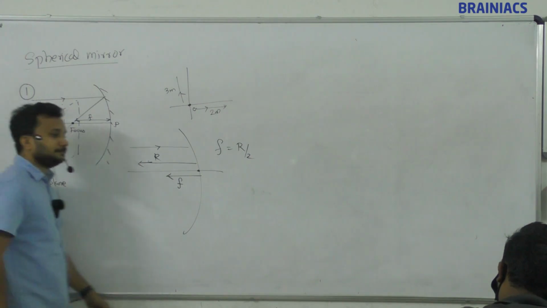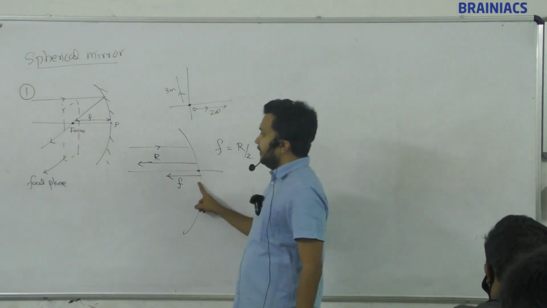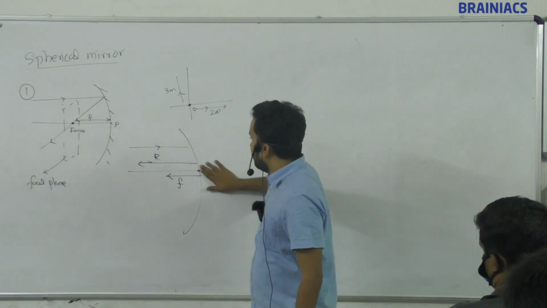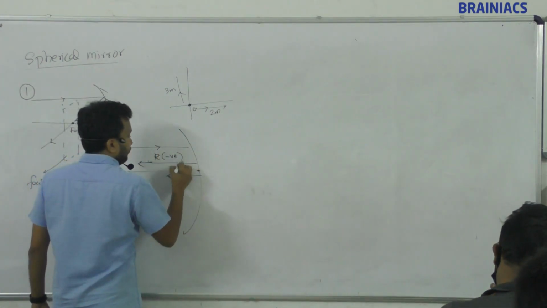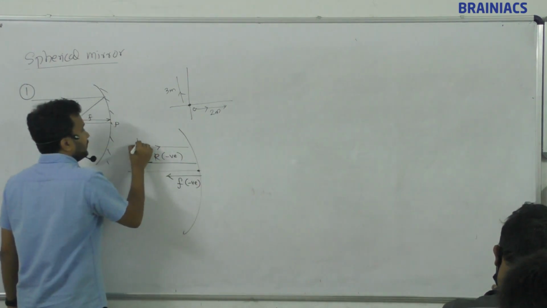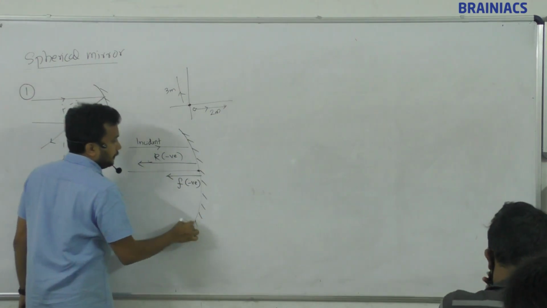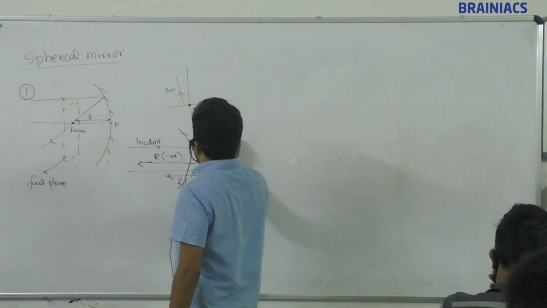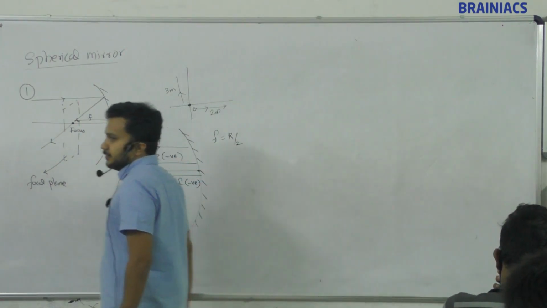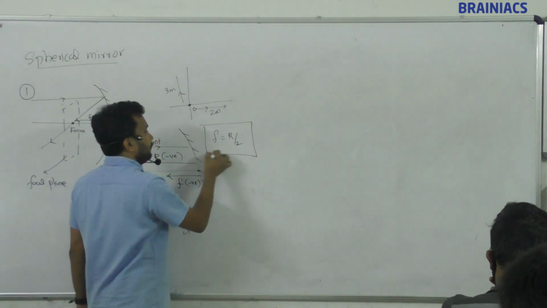Focus is negative. You can draw the diagram. Focus and radius of curvature are negative in a concave mirror. In a concave mirror, F equals R by 2: the focus is half of the radius of curvature.